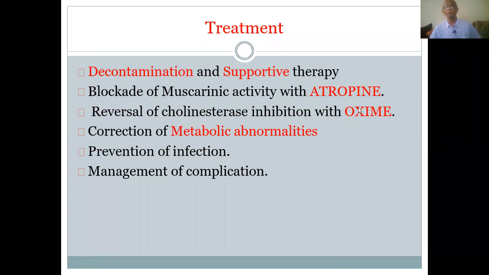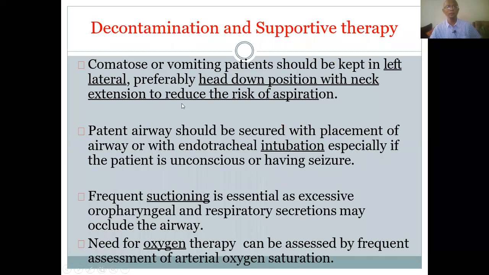You can give oximes if the patient comes early. Then correction of metabolic abnormalities: if there is a metabolic acidosis, you will correct it. And prevention of infection and management of complications. So these are the headlines by which you will manage this patient. Decontamination is important, supportive therapy is important, and then specific drugs like atropine and pralidoxime. You will correct the metabolic abnormalities, prevent the infection, and manage all the complications.